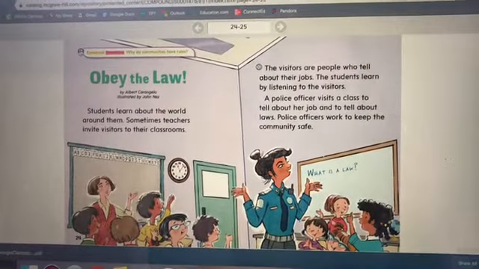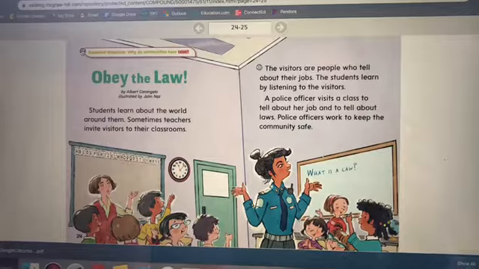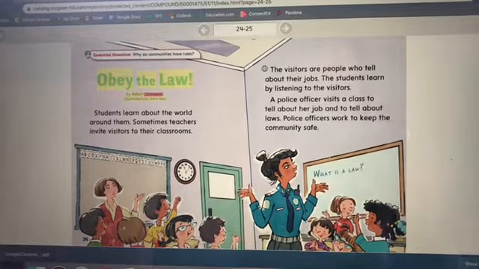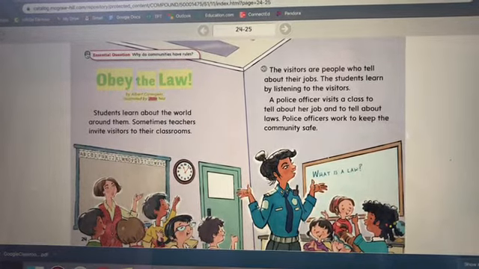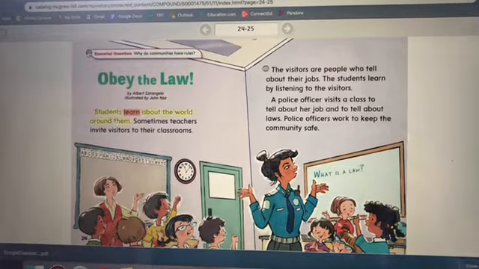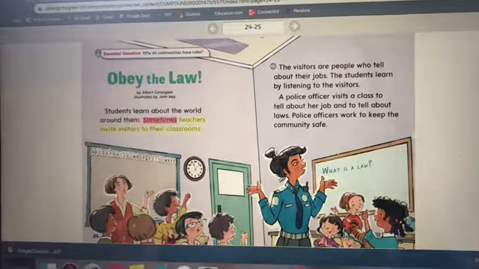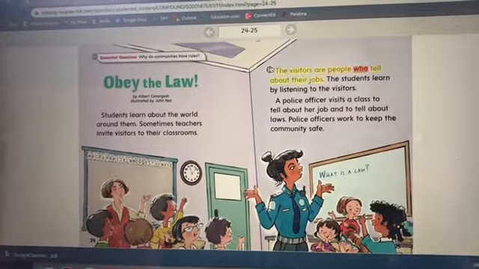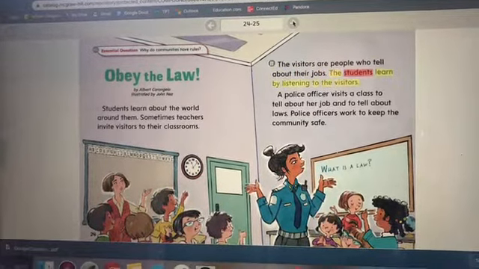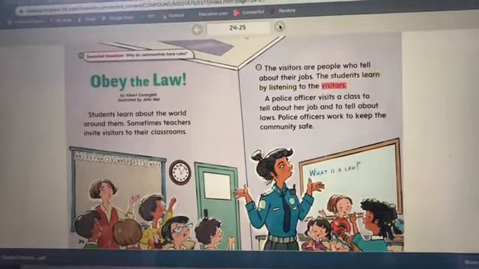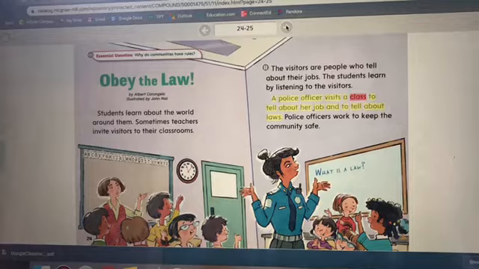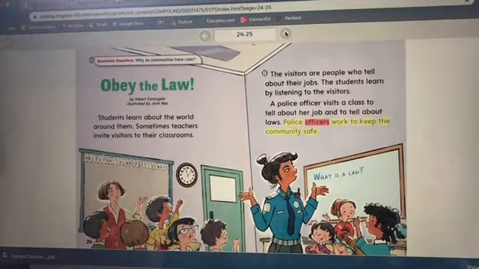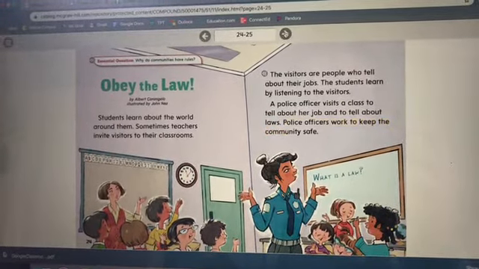Essential question. Why do communities have rules? Obey the law. By Albert Carangello. Illustrated by John Nez. Students learn about the world around them. Sometimes teachers invite visitors to their classrooms. The visitors are people who tell about their jobs. The students learn by listening to the visitors. A police officer visits a class to tell about her job and to tell about laws. Police officers work to keep the community safe.